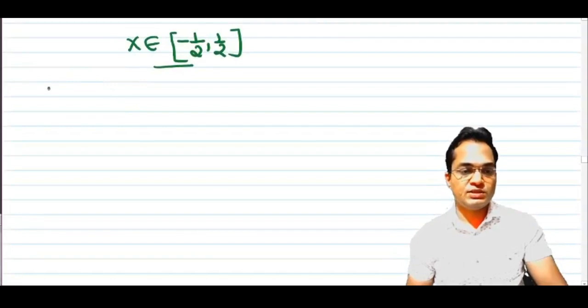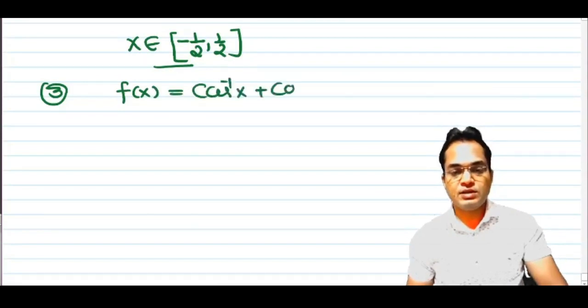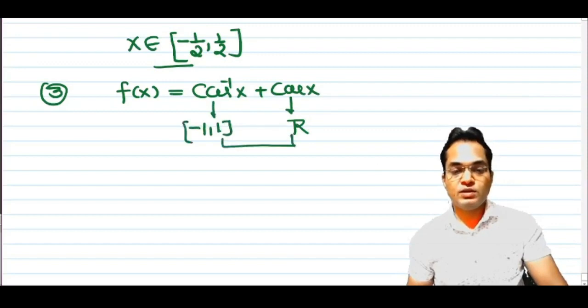Question number 3, you can see. You have to find the domain of f(x), which is given. It is cos inverse x plus cos x. It is so simple. The domain of cos x is the real numbers, as we know. The domain of cos inverse x is -1 to 1. And what is the intersection? The common part is -1 to 1.